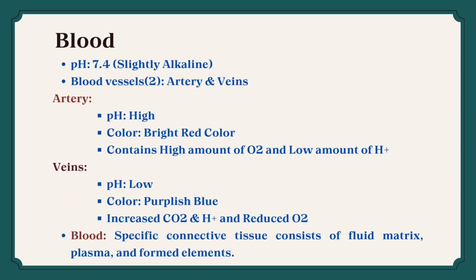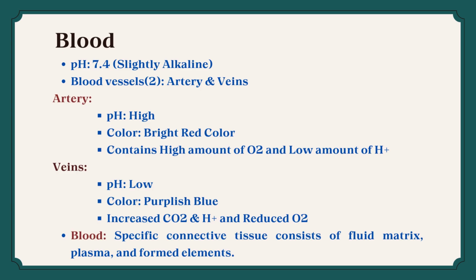Blood. The pH of the blood is 7.4, which is slightly alkaline. There are two blood vessels which carry blood to the organs. They are arteries and veins. Arteries have a high pH and are bright red in color due to the presence of hemoglobin.